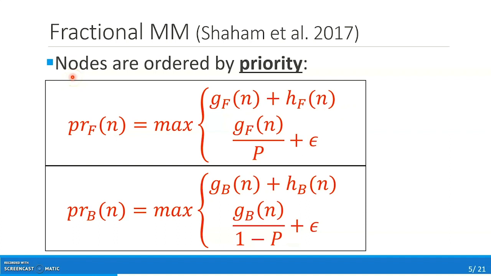FMM also uses priorities, but it has two different priority functions, a priority for the forward side and a priority for the backward side. The priority function is the maximum between the f value and the g value divided by p plus epsilon for the forward side, and g divided by 1 minus p plus epsilon for the backward side. If you consider p to be 0.5, which is essentially meeting in the middle, then both priorities become the same, which is the priority function of MM.